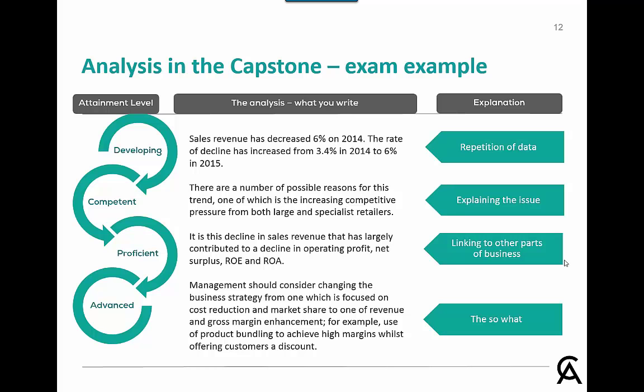And the last part of that sentence takes the part that says one of revenue and gross margin enhancement to the next level and says, for example, using product bundling to achieve high margins whilst offering customers a discount. So it's not a general sort of thing, oh yes, you should increase your margins, because that's just general information or general ideas. Specific to the industry that this case study was on, product bundling is one way of achieving an increase in revenue and gross margins.